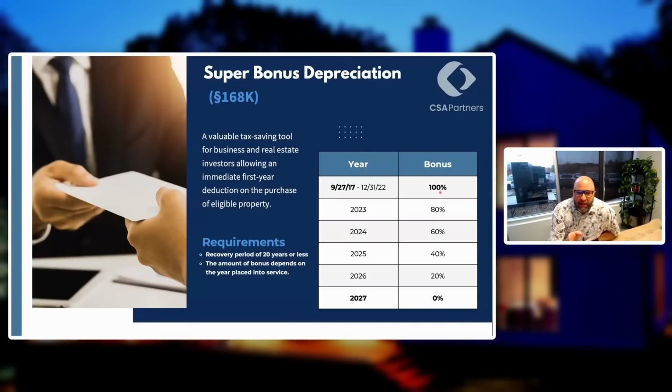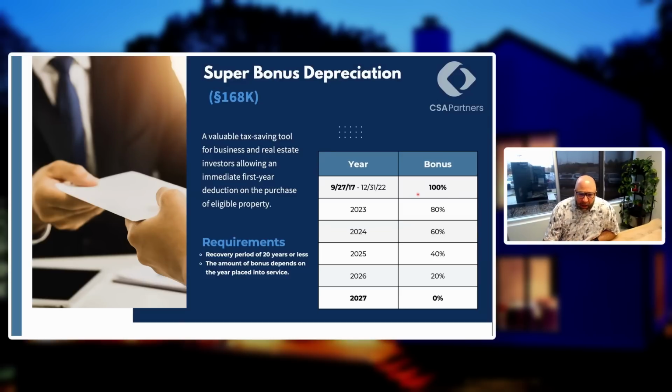So what that means is starting at the end of 2017, I don't have to build a brand new duplex in order to take advantage of bonus. I just have to buy an existing duplex. So if I buy an existing duplex, I do a cost segregation study. I identify those short life assets, the 5, 7, and 15-year stuff.